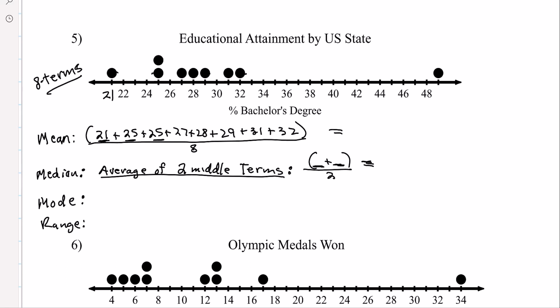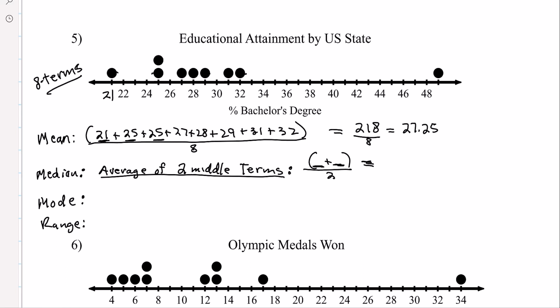Okay, if I did not make a mistake, when I added those terms, I get 218. And then there's 8 terms, so we're going to divide that by 8. So when I take 218 divided by 8, I get 27.25, and that's the average.